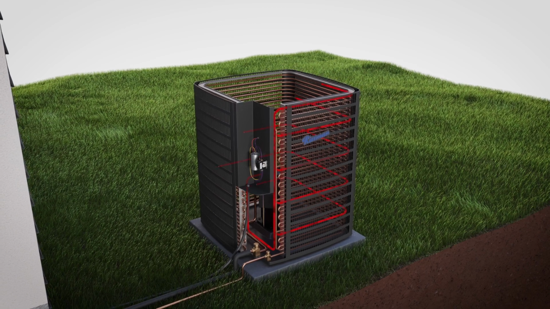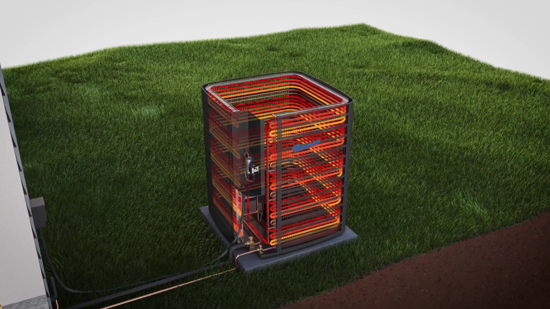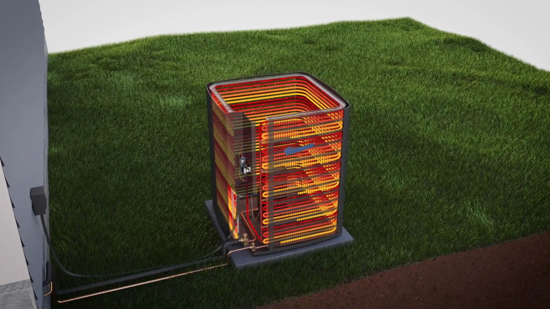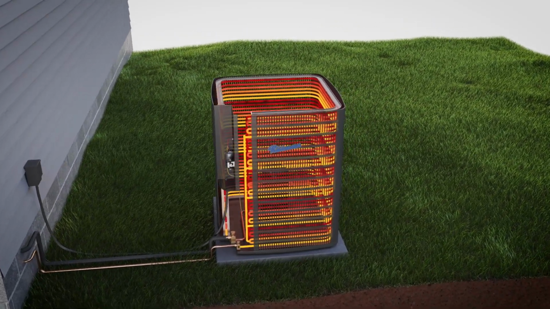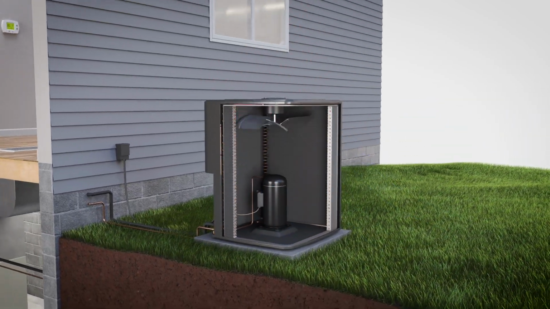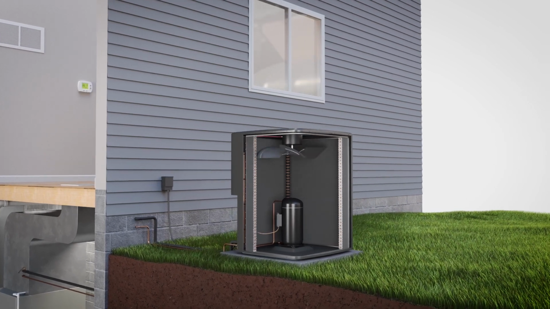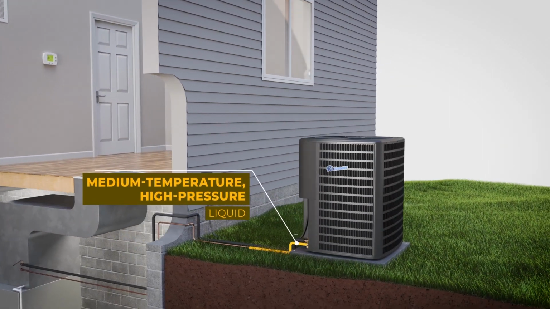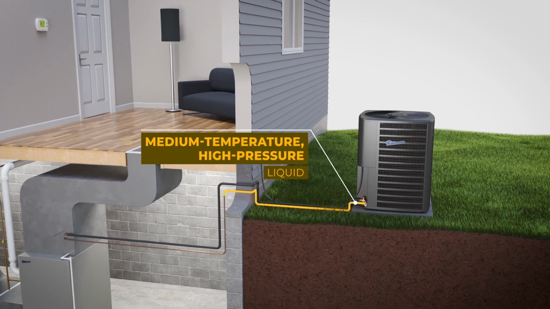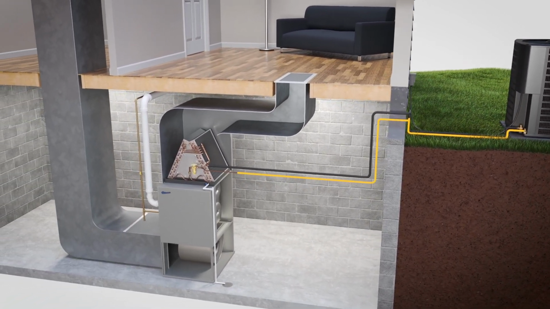It then travels through the condenser coil, where the vapor condenses into a liquid. The heat it has collected indoors and after compression is released outside. The fan inside the unit helps with this process. The refrigerant leaves the condenser as a medium-temperature, high-pressure liquid, then flows to the metering device.